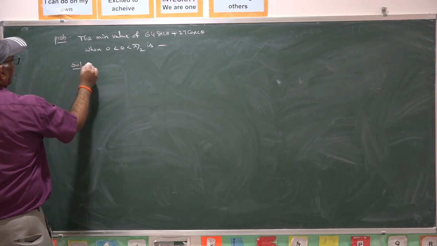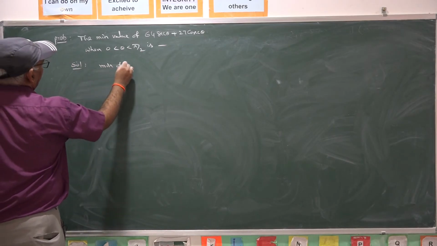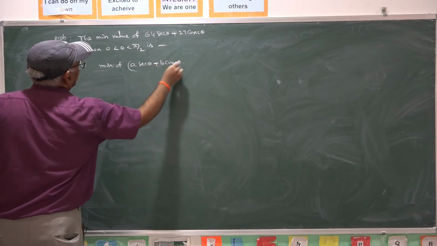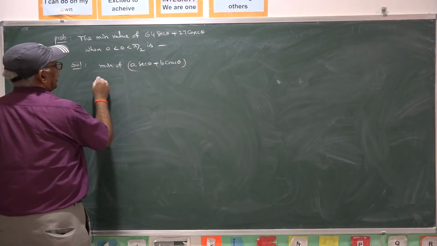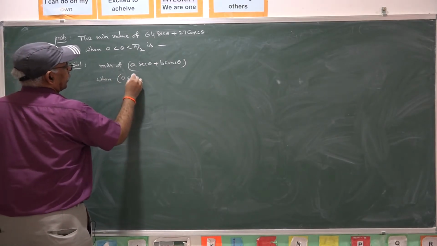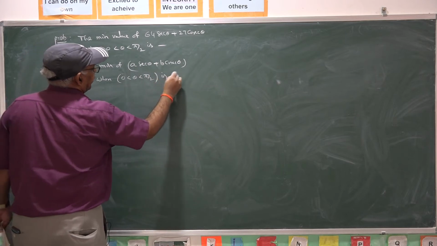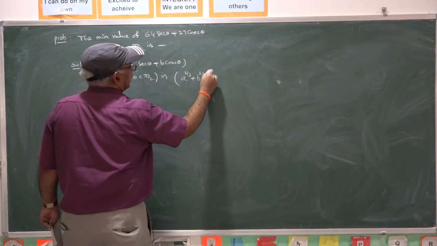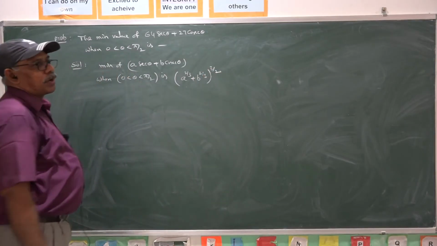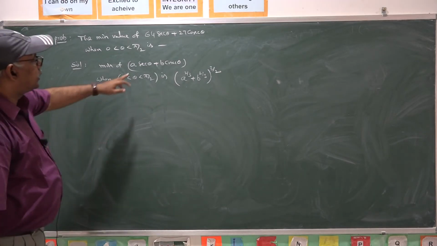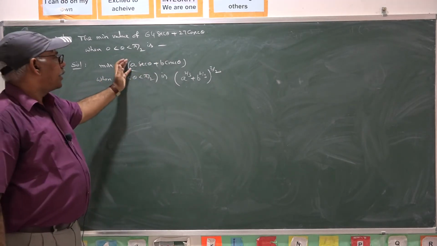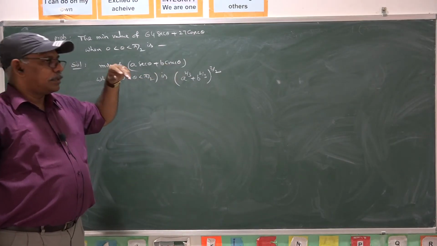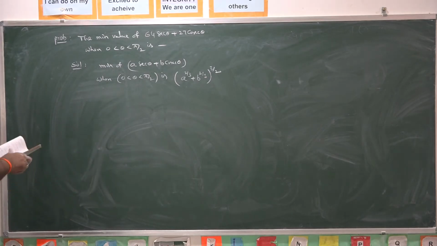the minimum of A secant theta plus B cosec theta, when, of course, theta is in the first quadrant, is A power 2 by 3 plus B power 2 by 3 whole power 3 by 2. This is our formula. Once the function is in this form, A secant theta plus B cosec theta, and these two are positive, then the minimum is A power 2 by 3 plus B power 2 by 3 whole power 3 by 2.